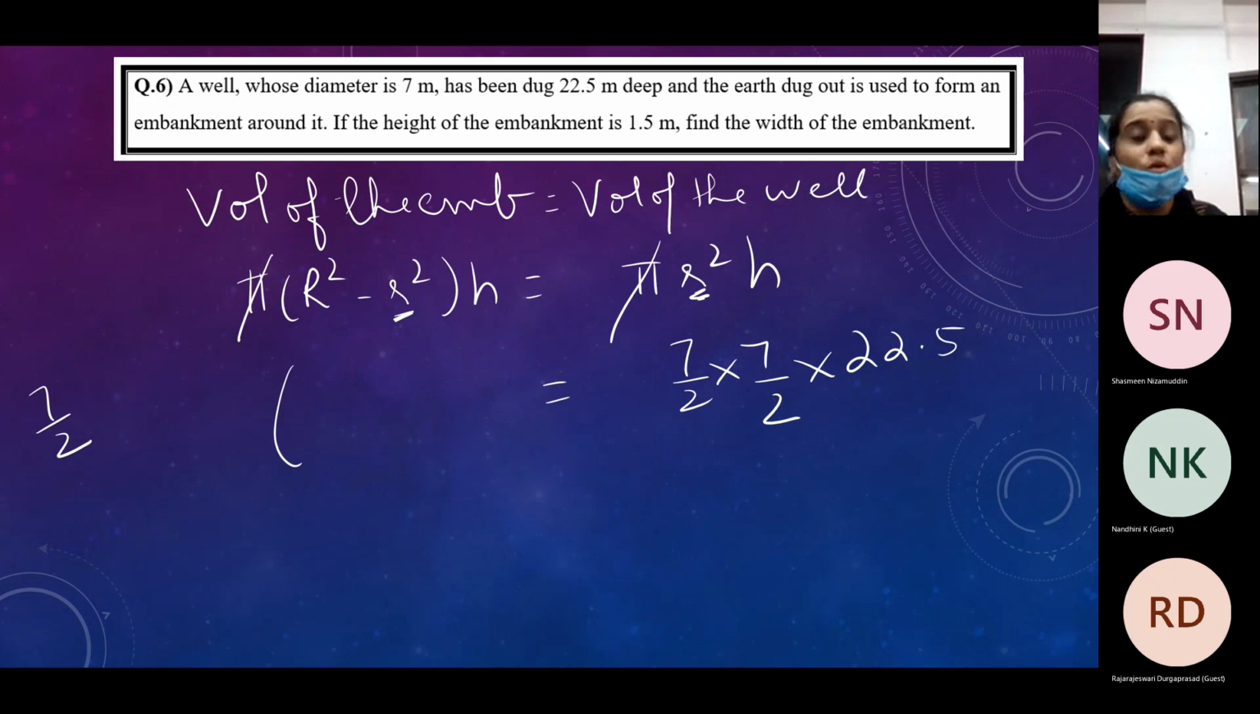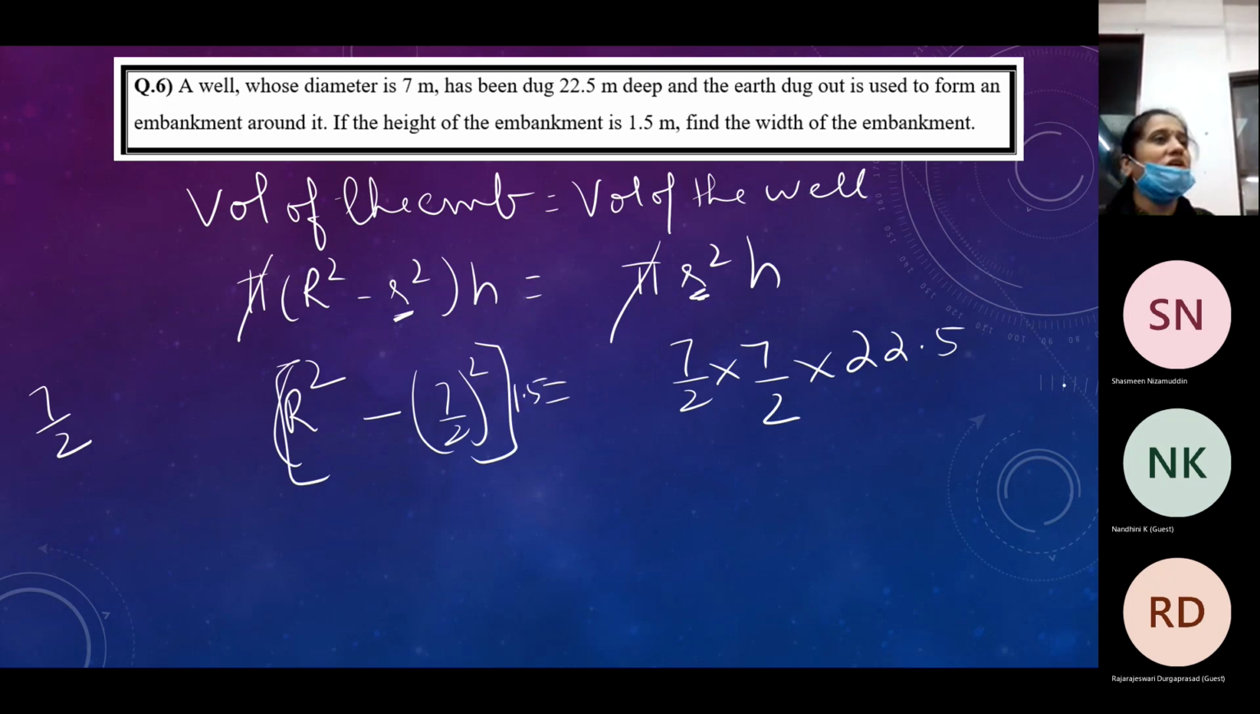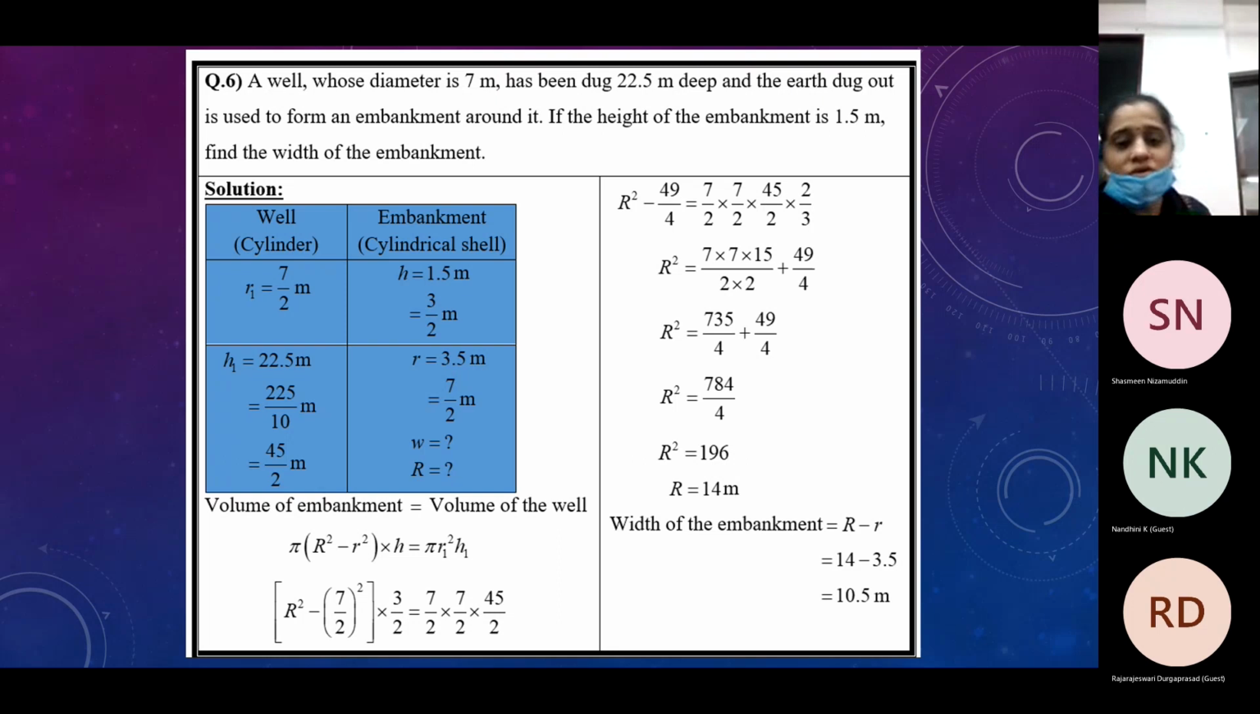And what's the width of the embankment? We don't know. So capital R we don't know. Minus small r, 7 by 2 the whole square, into the height of the embankment. What is the height of the embankment? 1.5. This is the equation. You must write the equation in words and substitute the values. This is the easiest way of getting the answer and not by working it separately. Do it. First, go through the presentation, understand the values, and then write them.